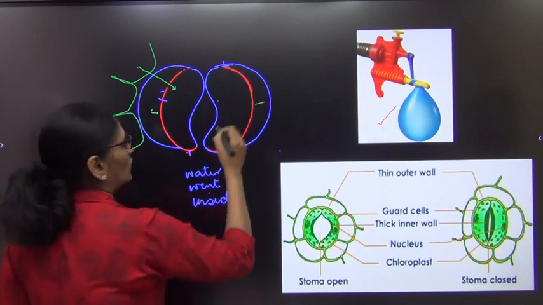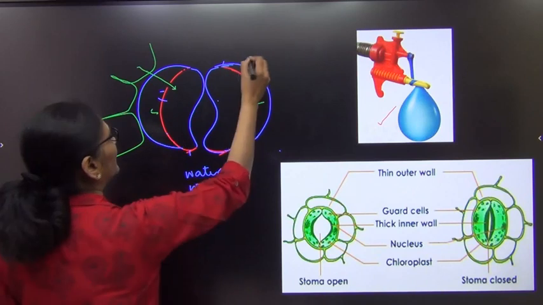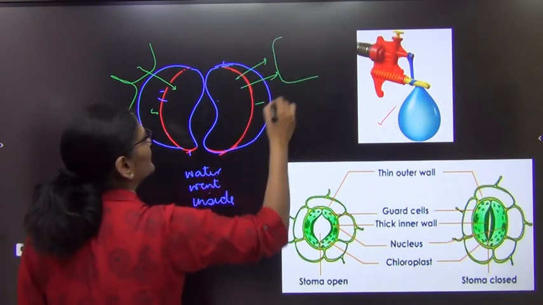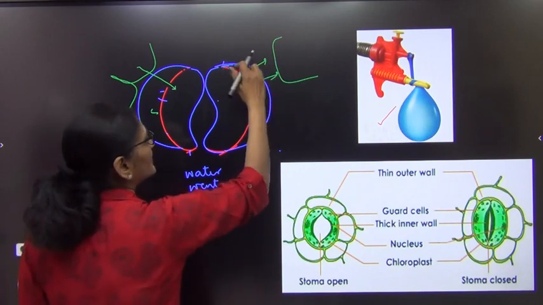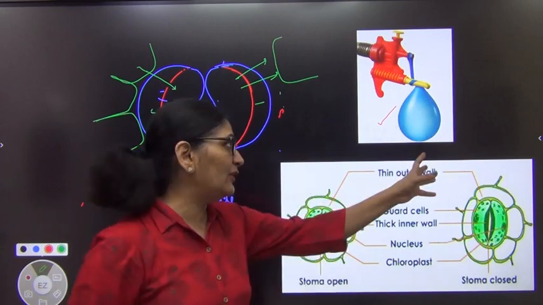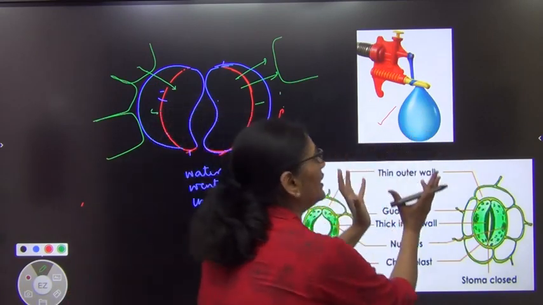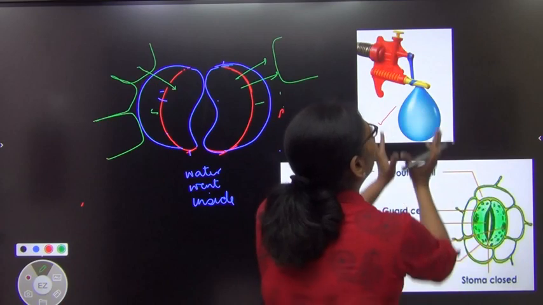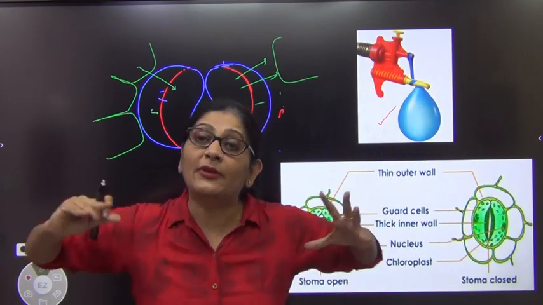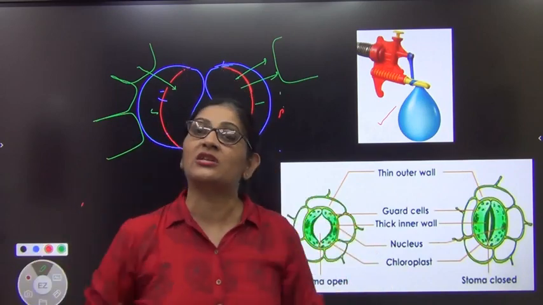Okay? When the water goes outside, now let me draw that with green color here. When the water moves out of the guard cell, into the subsidiary cells, since this wall is elastic, this will fall down. This which is bloated like this, take the water out of a balloon. What will happen? The balloon will push itself with pressure. Take the water or air out of a balloon, and see what happens to the balloon under pressure. It becomes very small.